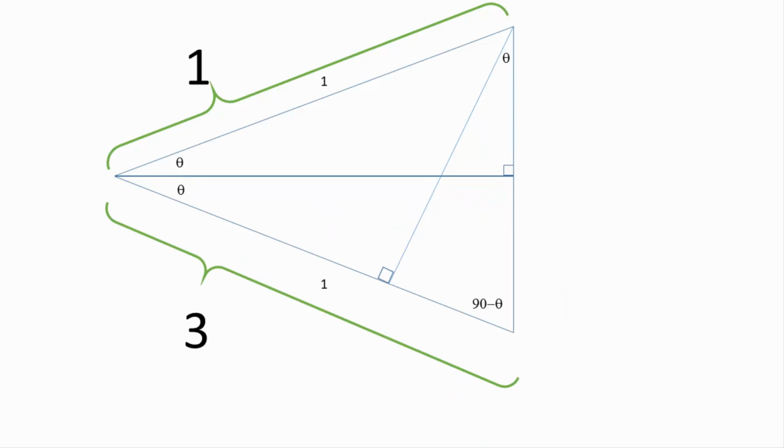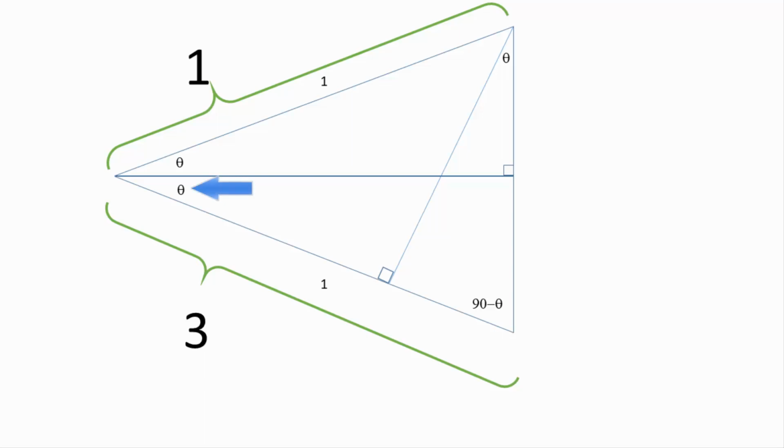So the first two are pretty easy. They are the hypotenuses of the two triangles. So we already know that the first one is 1. And the reflected hypotenuse, of course, is also 1. So side 1 is equal to 1, and side 3 is also equal to 1.